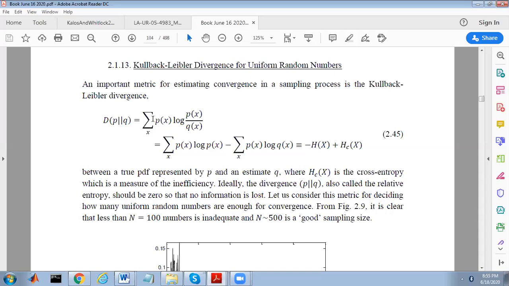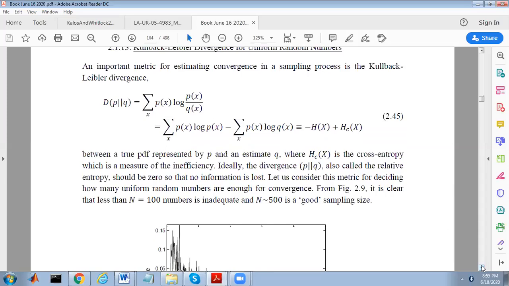So let's open this term, P of X times the log of P over Q. When you open it, you get this minus sign: P ln of P minus P ln of Q, entropy minus something else. So you write this as the H function. Now the H function is the cross entropy, this one. So this is the entropy and this is the cross entropy. The cross entropy is a measure of the inefficiency of our simulation.